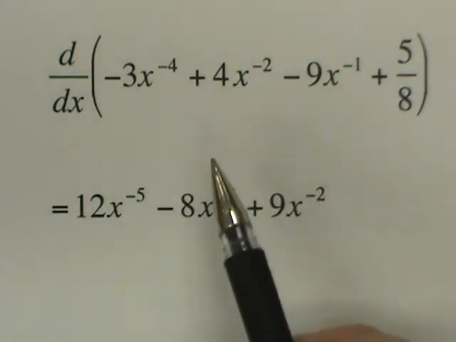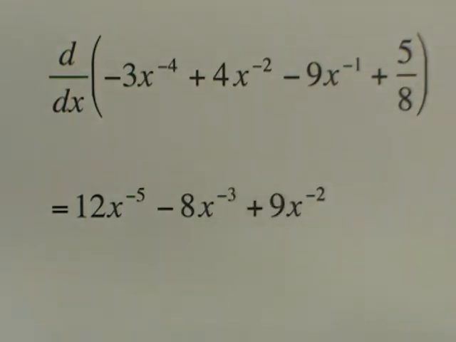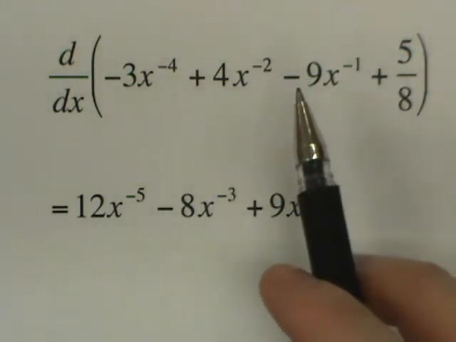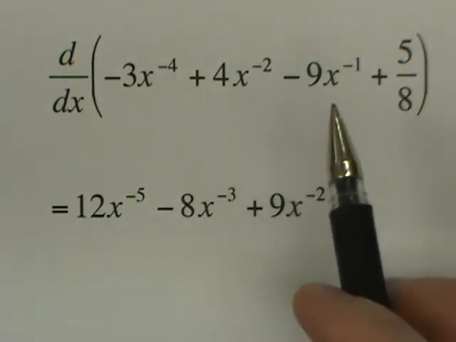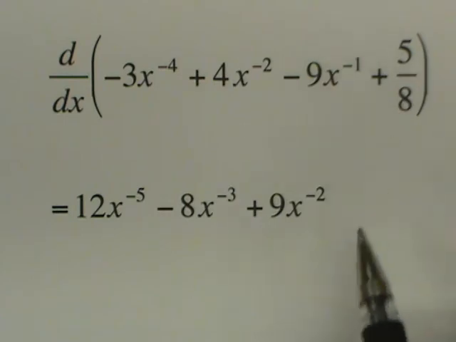Negative 2 times 4 is negative 8, x to the negative third for the same reason. Negative 2 minus 1 is negative 3. Negative 1 times negative 9 is positive 9, x to the negative second. And as always, when you take the derivative of a constant, it drops out.